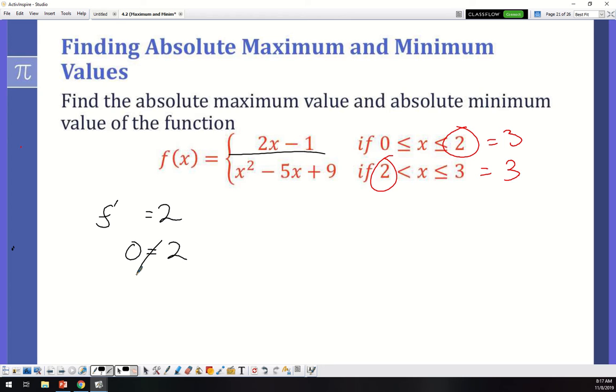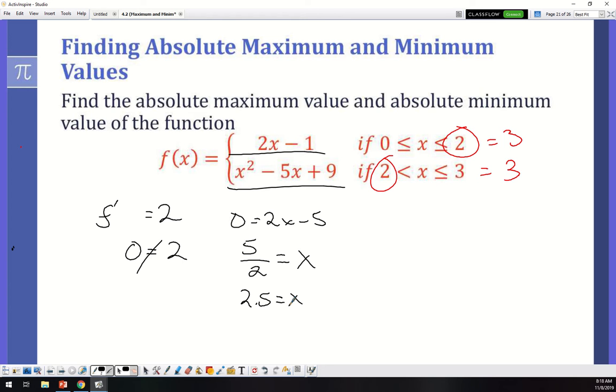All right, now let's go ahead and check the bottom one. That gives me 2x minus 5, and if I set that equal to 0, it's going to be 5 over 2 equals x. Now, is that in my interval? It is 2.5, so it is in my interval. That means it's going to be a min or a max or something. So I get critical values there.